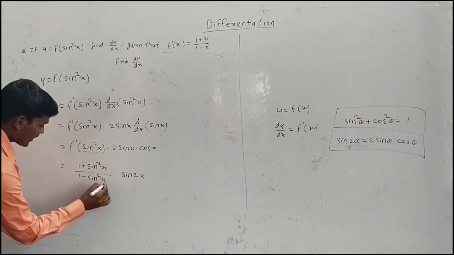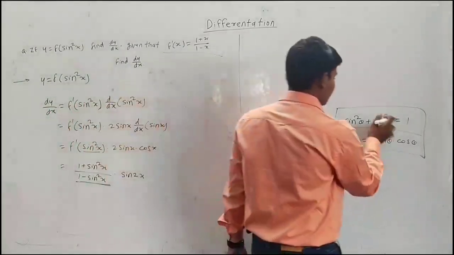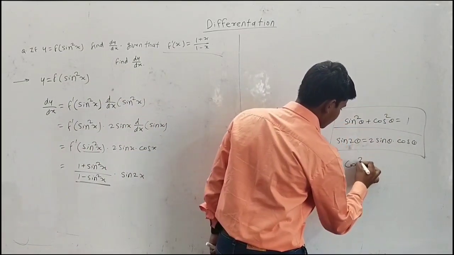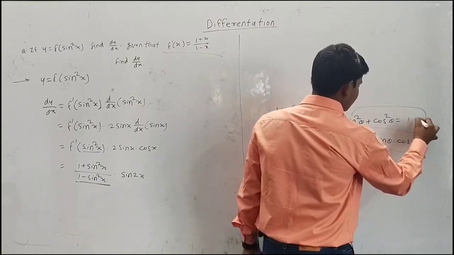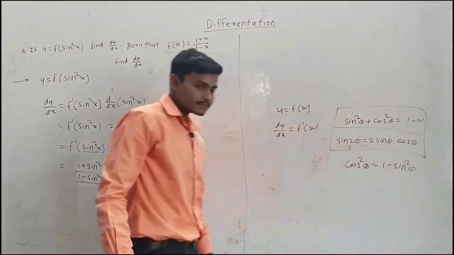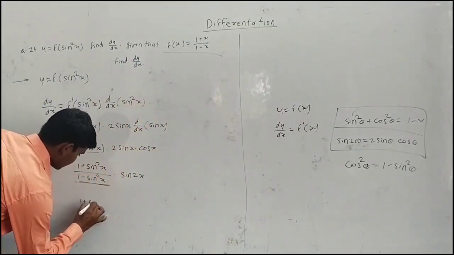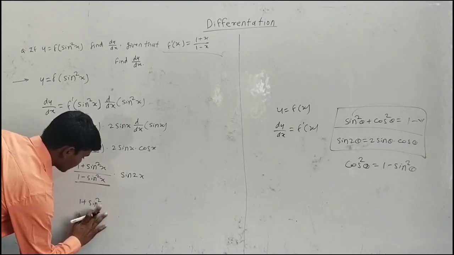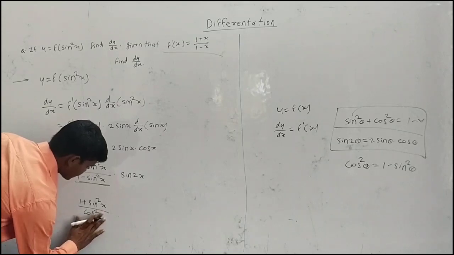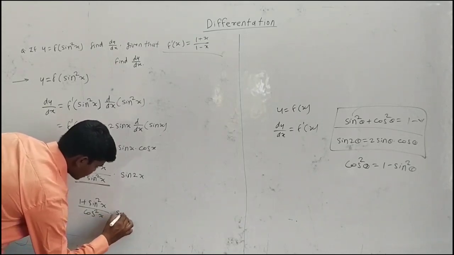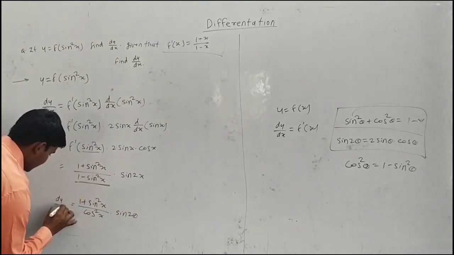Now we can write cos square theta equals 1 minus sin square theta. That is 1 plus sin square x divided by cos square x into sin 2 theta, which equals dy by dx.